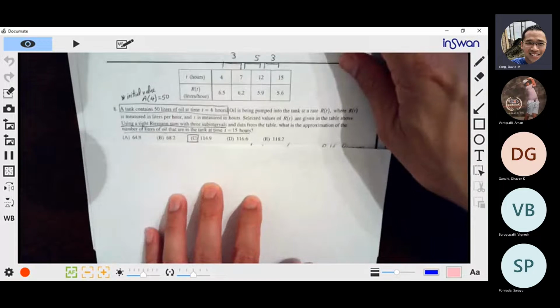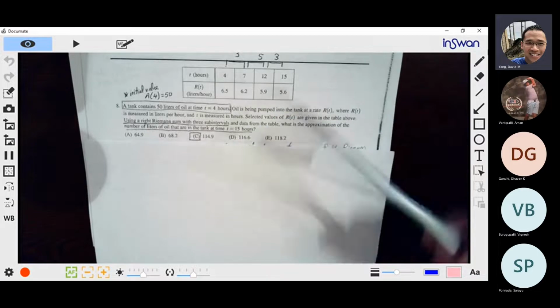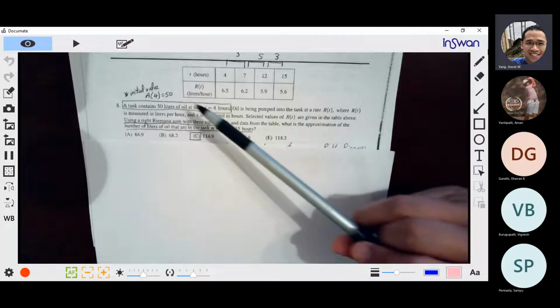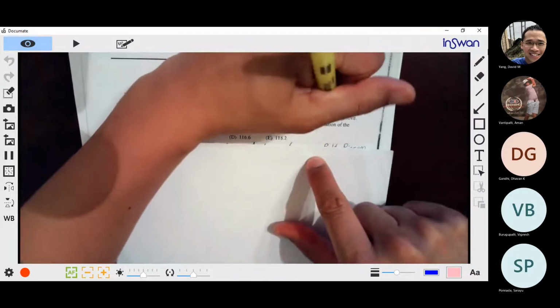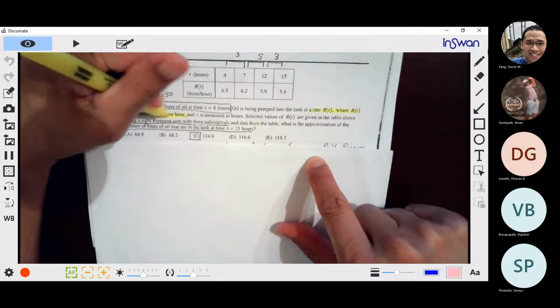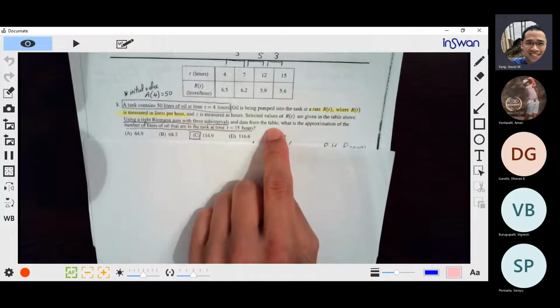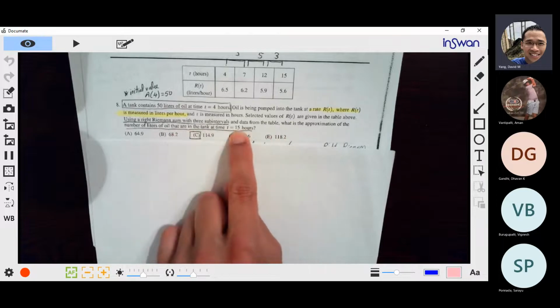Okay, number 8. A tank contains 50 liters of oil at time t equals 4 hours. Oil is being pumped into the tank at a rate of R of t, where R of t is measured in liters per hour. So R of t is a rate. Selected values of R of t are given in the table. Using a right Riemann sum with 3 subintervals and data from the table, what is the appropriate approximation of the number of liters of oil in the tank at t equals 15 hours?